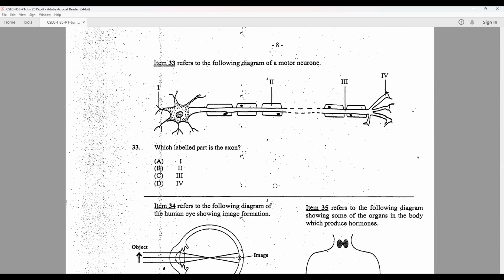Item 33 refers to the following diagram of a motor neuron. Which labeled part is the axon? The axon, it's very similar to the word axis. So it's a part that's running straight throughout the motor neuron, which is this part here. And we see that corresponds to the letter C in our answer sheet. C.